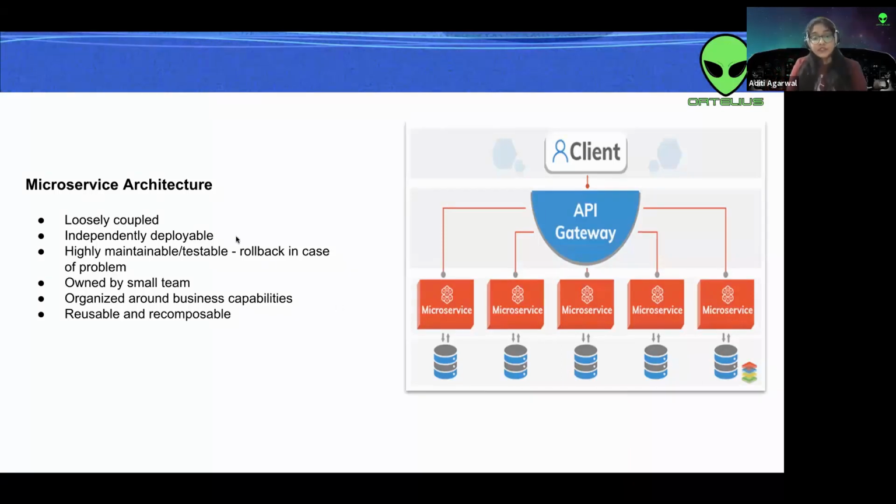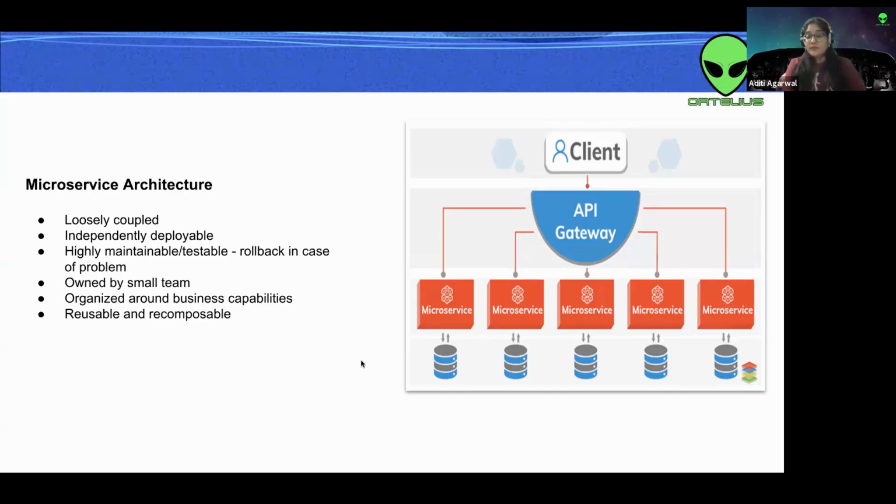So in the microservice architecture, we can say the microservices are loosely coupled with each other. Loosely coupled in the sense that you have a service which is independent of its own, which does not depend on any other services for its functionality, and we can make changes to that service and it will not be affected by any other services.